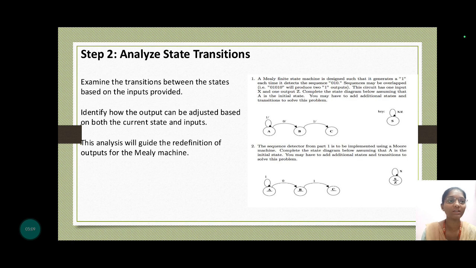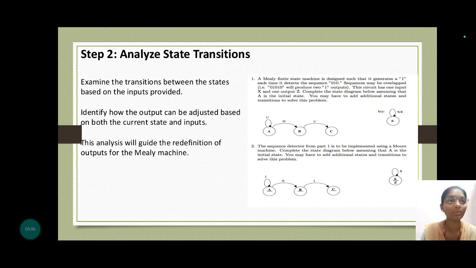A Mealy finite state machine is designed such that it generates a 1 each time it detects the sequence 010. Sequences may overlap, that is, 01010 will produce two 1 outputs. This circuit has input X and output Z. Complete the state diagram below assuming that A is the initial state. You may have to add additional states and transitions to solve the problem.